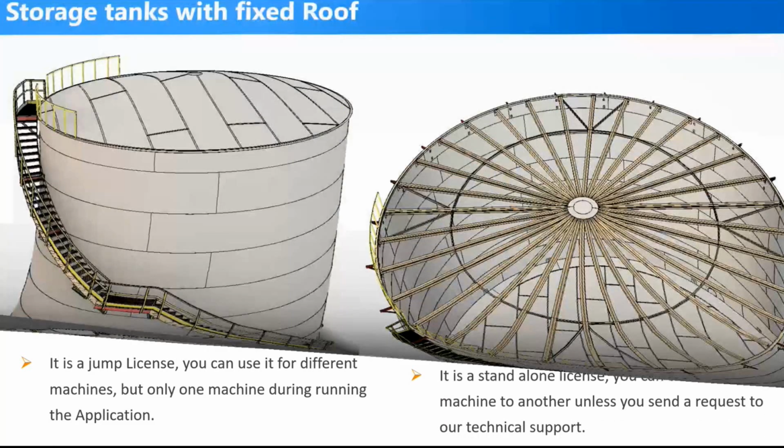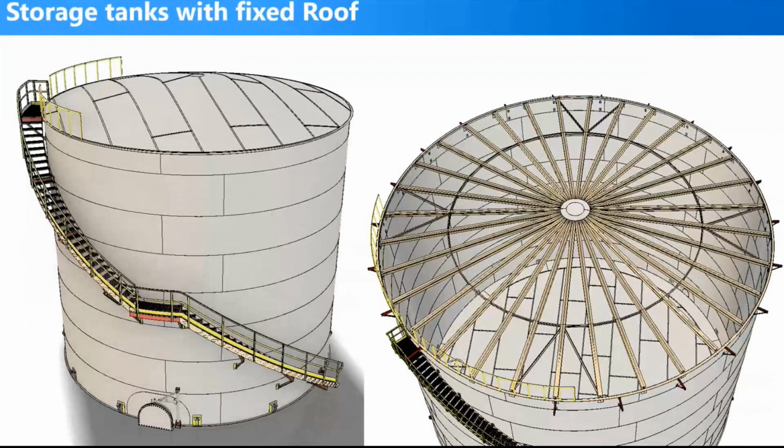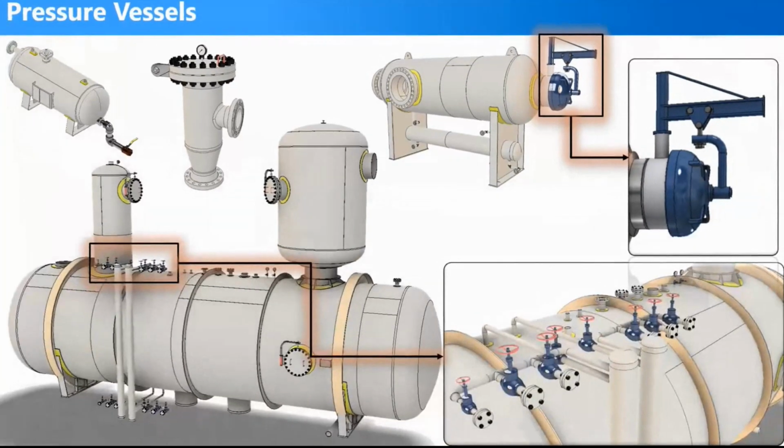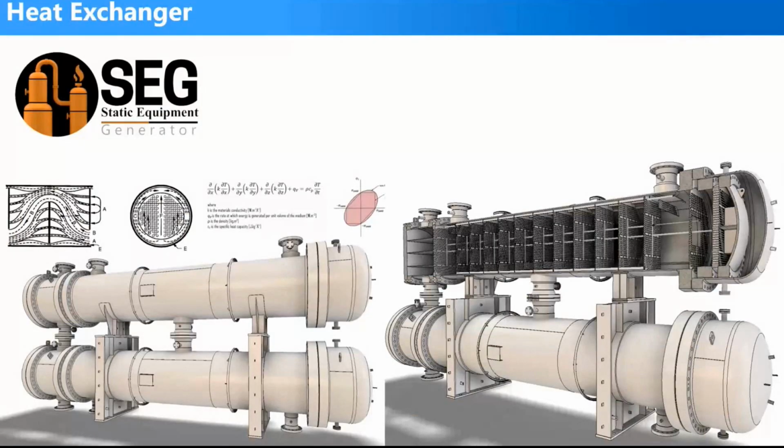By using SEG software, you will be able to generate different types of equipment. Today, inshallah, we will discuss storage tanks with fixed roof. And those are some real samples of equipment generated by SEG software: pressure vessels and heat exchangers.